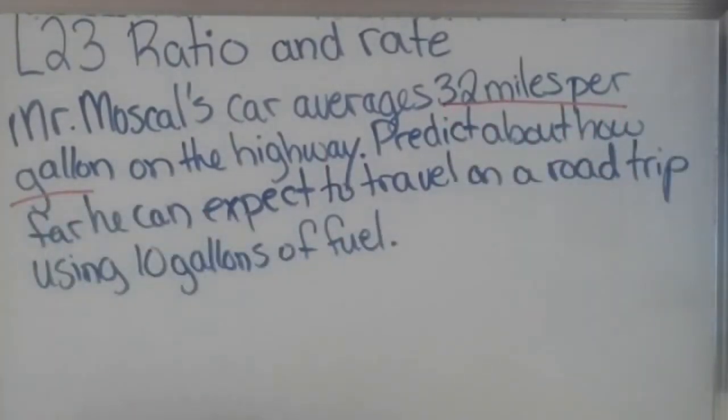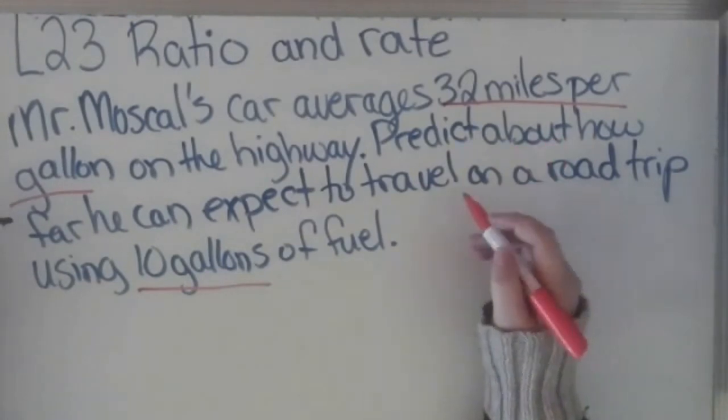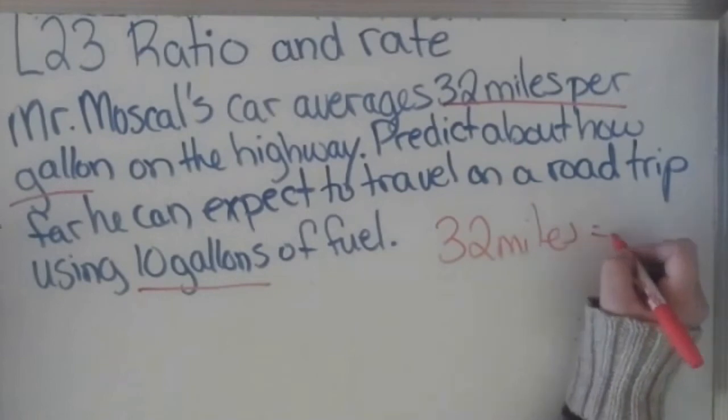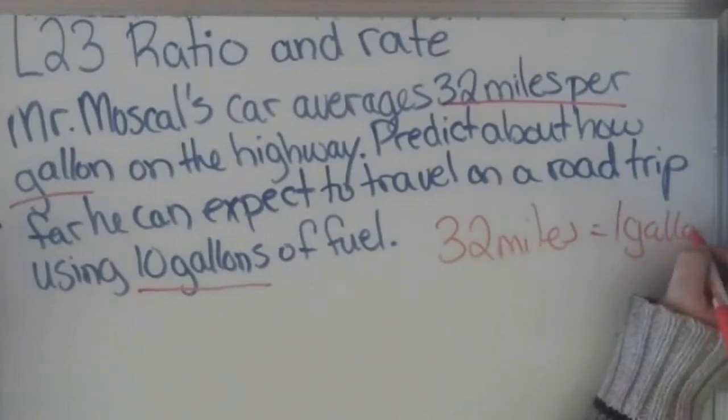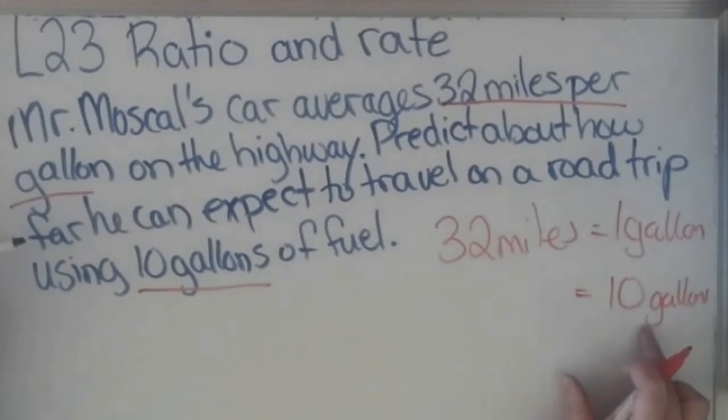On the highway, predict about how far he can expect to travel on a road trip using 10 gallons of fuel. So 32 miles is 1 gallon. Okay, so 32 miles equals 1 gallon. We want to know what 10 gallons will be. To do that, we need to multiply.